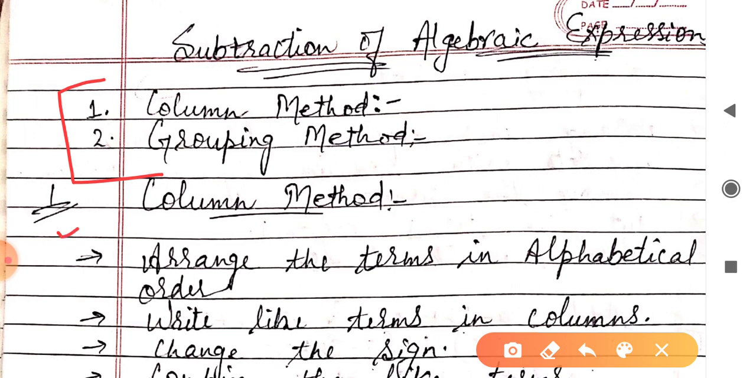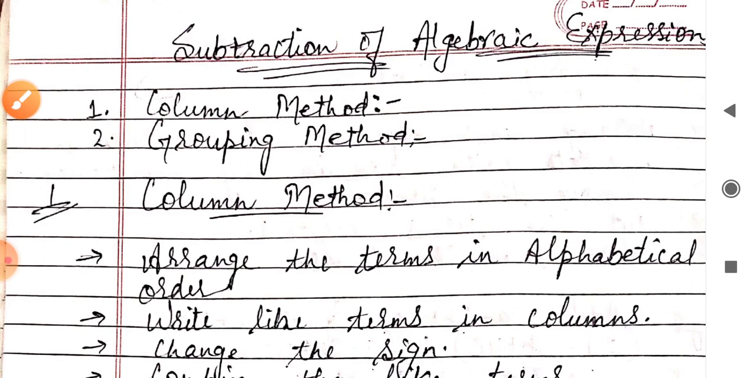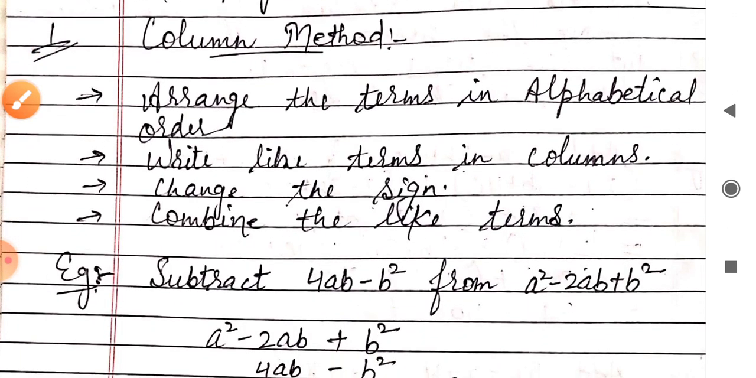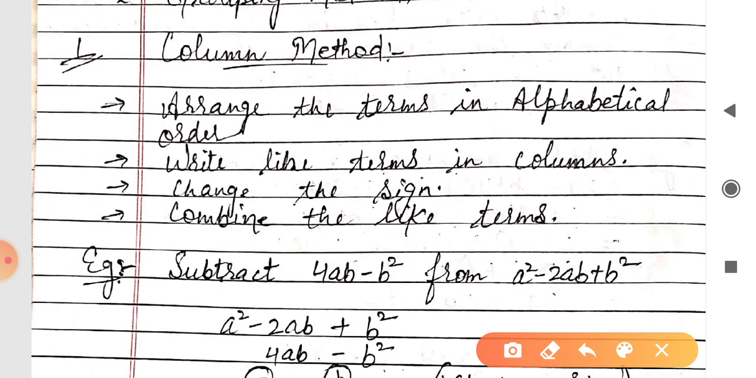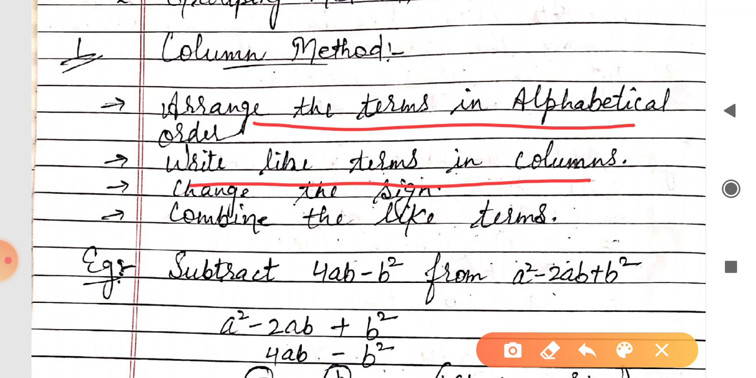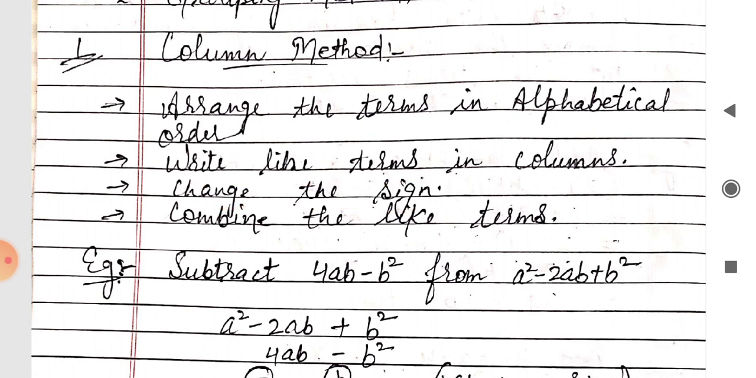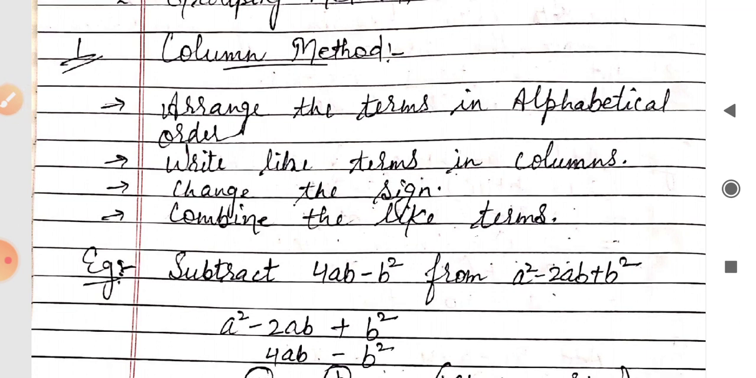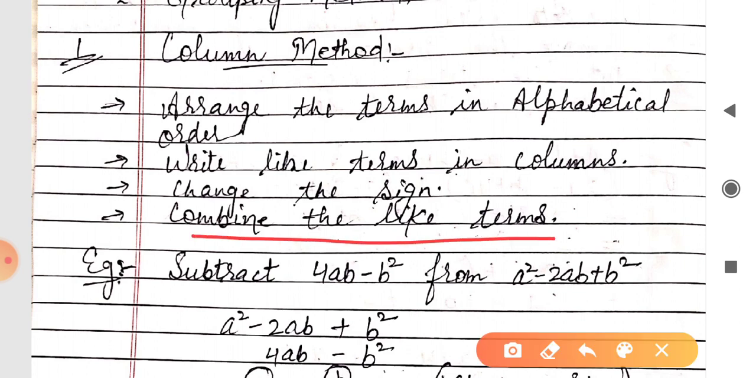First is the column method. There are some steps in the column method. First, arrange the terms in alphabetical order. First of all, we will arrange the terms of the algebraic expression in alphabetical order. Next, write like terms in columns. Then we will change the sign of the second expression. We will change the sign of only the second expression. Then combine the like terms. Then we will subtract the like terms.